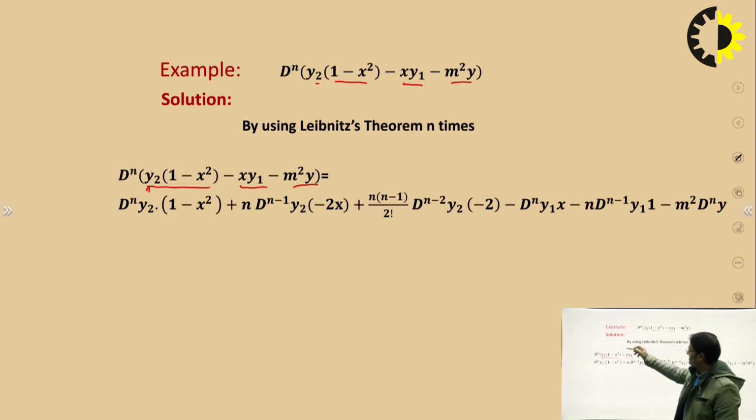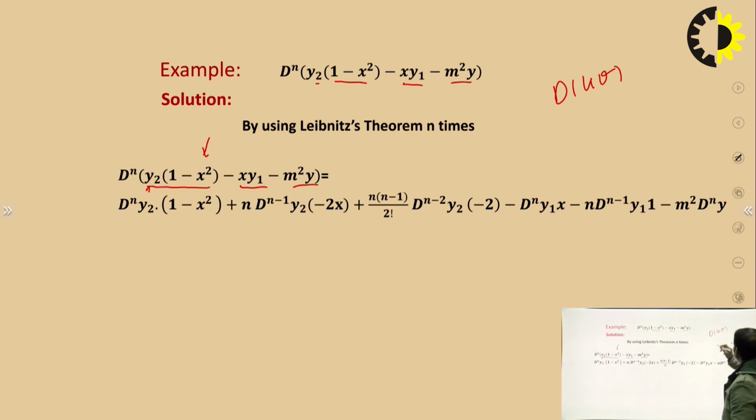And 1 minus x squared is a function of x, where y2 is also a function of x. So now the problem is how we identify which term is going to be u and which term is going to be v. This is the main fundamental before applying this theorem. Okay, so let us discuss how to get the u. u can be obtained by only one way.